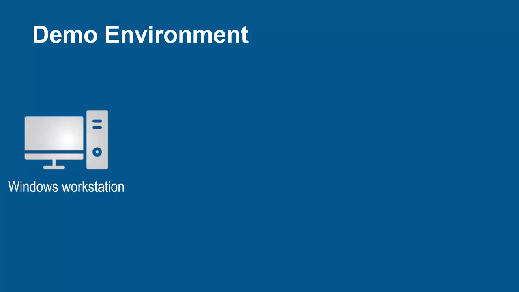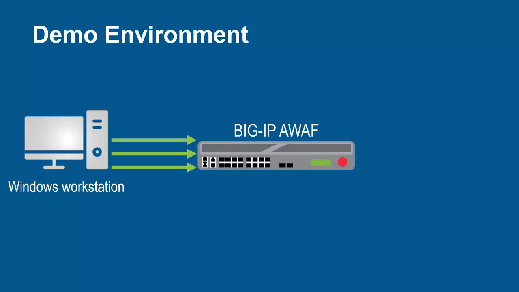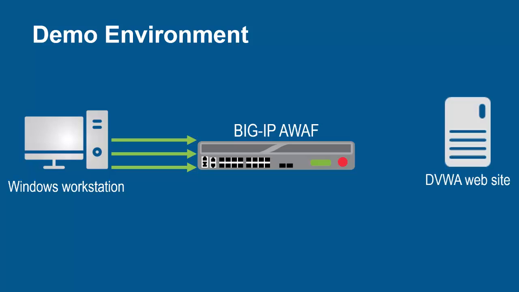The environment for this exercise contains 3 devices. A Windows workstation will be used for sending requests to build the security policy. These requests will arrive at the F5 BIG-IP system, running Advanced WAF. The BIG-IP system sits in front of the backend web application. The BIG-IP system, using its full proxy architecture, examines every request before sending them to the backend web server.